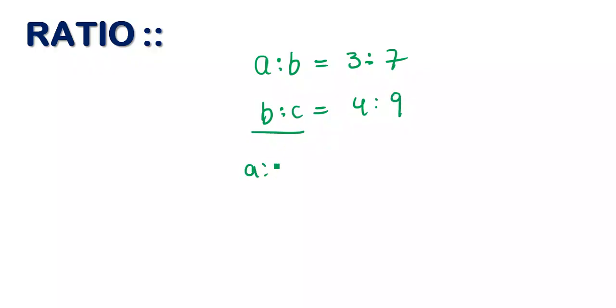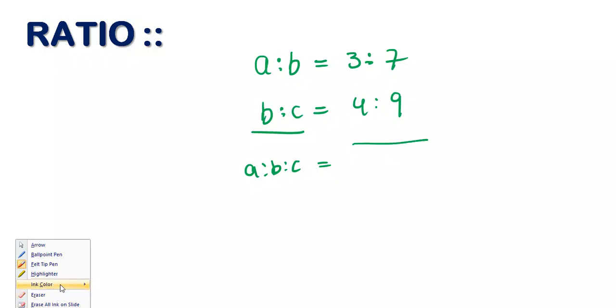And I am taking one more example. For example, A is to B is equal to 3 is to 7. Next, B is to C is equal to 4 is to 9. So find out the A is to B is to C value. Tell me the first concept, all of you.